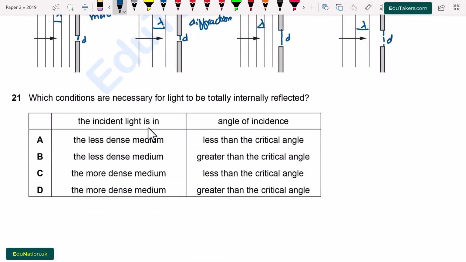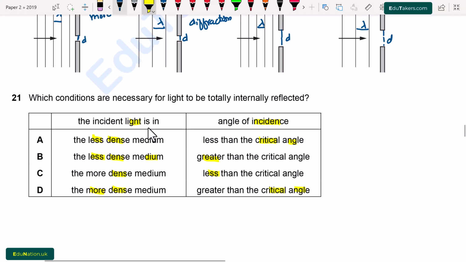Question number 21. Which conditions are necessary for the light to be totally internally reflected? The incident light is in, with an angle of incidence. Option A, the less dense medium, less than the critical angle. B, the less dense medium, greater than the critical angle. C, the more dense medium, less than the critical angle. D, the more dense medium, greater than the critical angle.